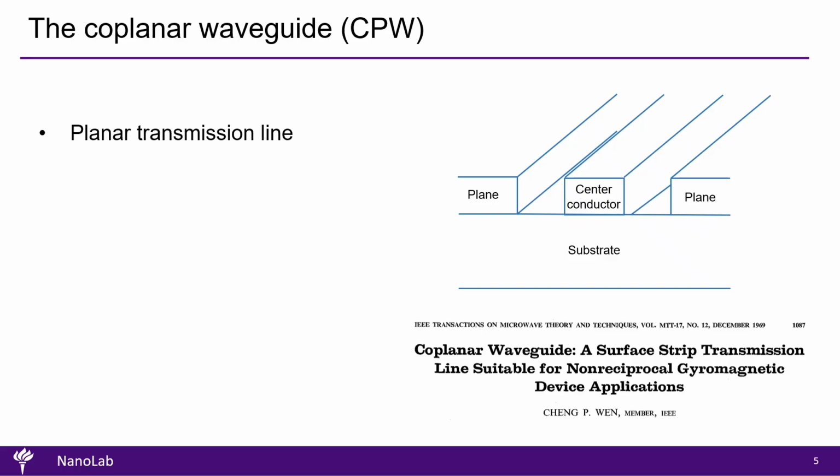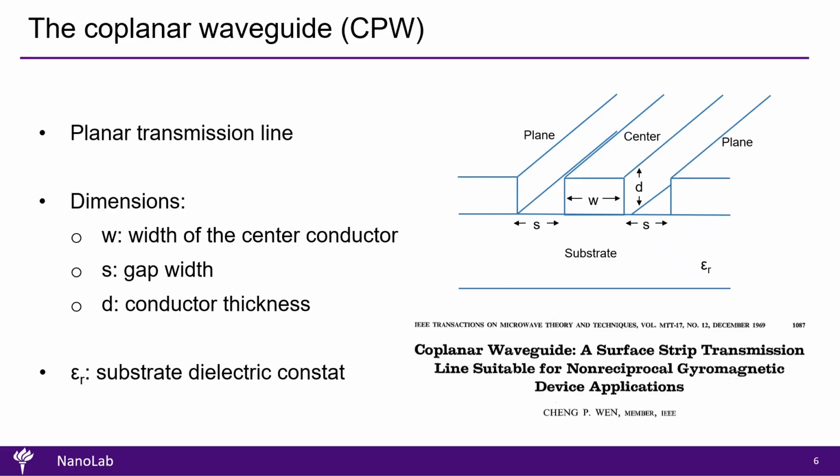Its structure consists of a center conductor flanked on both sides by semi-infinite ground planes, separated by open gaps, all built on a dielectric substrate. In this lecture, we will use the following notation for its dimensions: W for the width of the center conductor, S for the width of the gaps, D for the thickness of the conductors, and epsilon R for the substrate dielectric constant. Key parameters of the line, such as the characteristic impedance, depend on the ratios of these dimensions. This makes scalability one of the most useful features of the CPW.